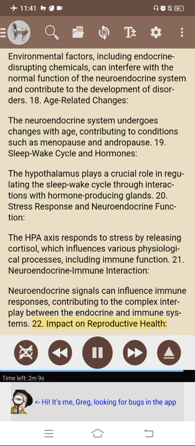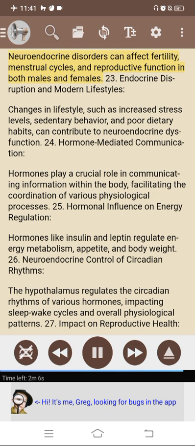22. Impact on reproductive health. Neuroendocrine disorders can affect fertility, menstrual cycles, and reproductive function in both males and females. 23. Endocrine disruption in modern lifestyles. Changes in lifestyle, such as increased stress levels, sedentary behavior, and poor dietary habits, can contribute to neuroendocrine dysfunction.